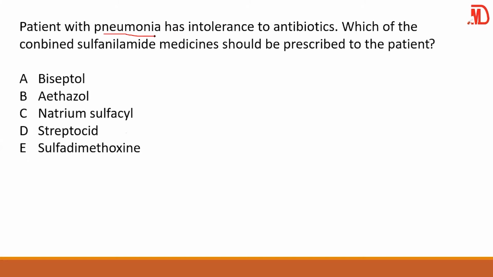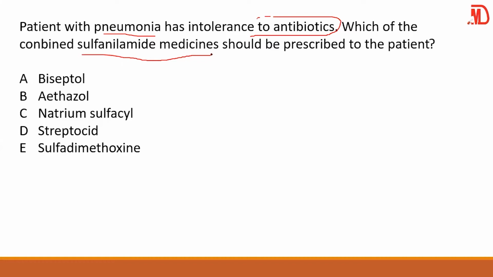We have a patient with pneumonia who has intolerance to antibiotics. What it means is that the person is actually resistant to these antibiotics. So which of the combined sulfanilamide medicines should be prescribed to this patient? They've given you a group of drugs. It is a combined drug. When we say a combined drug, it is two drugs coming together to give you a better effect.